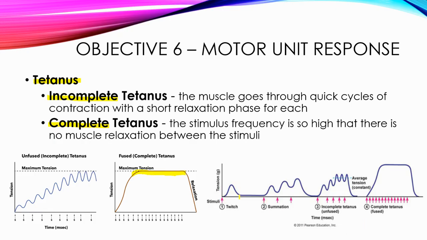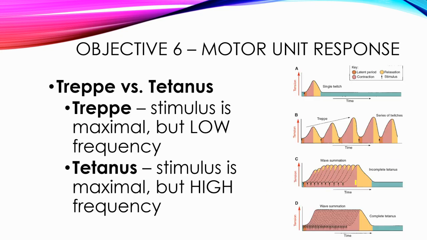So here you see a single twitch. Here you see the adding together of those twitches. Here you see incomplete tetanus. We're reaching that max, but there's still small levels of relaxation. Or we have complete tetanus where they're pretty much at their max without any relaxation phase at all.